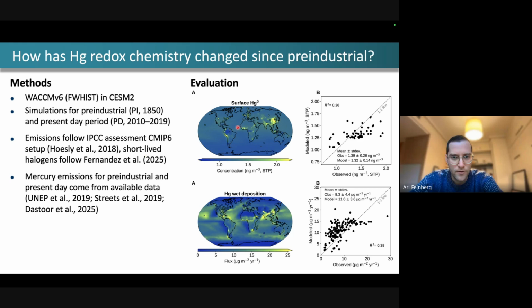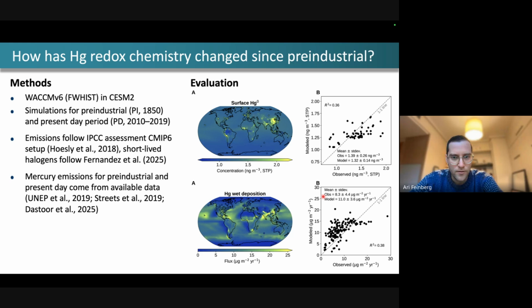And so this shows an evaluation of the model for present day. These are the two main types of mercury measurements that we have. The top shows the elemental mercury concentrations, and then the bottom shows wet deposition measurements of mercury. And we're relatively happy with the agreement that's shown. This is sort of the standard level of agreement that other mercury models tend to show. So given that, we're confident that this model is showing a good representation of the current day mercury cycle.